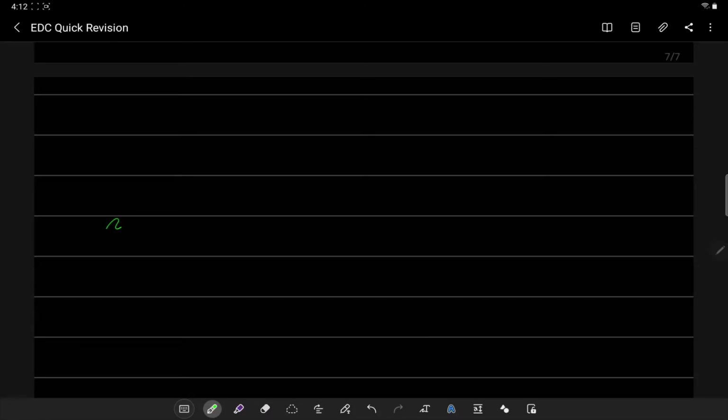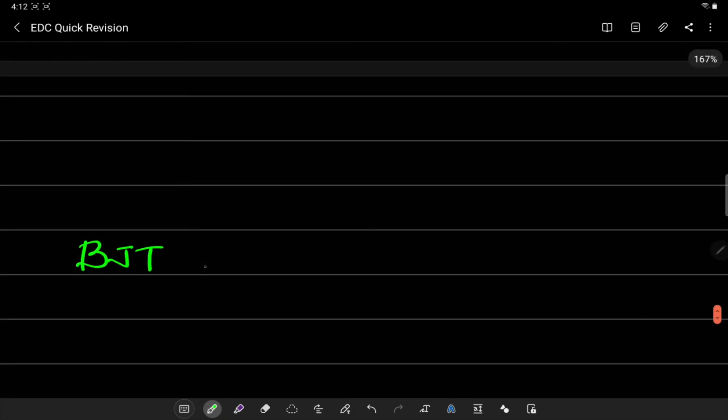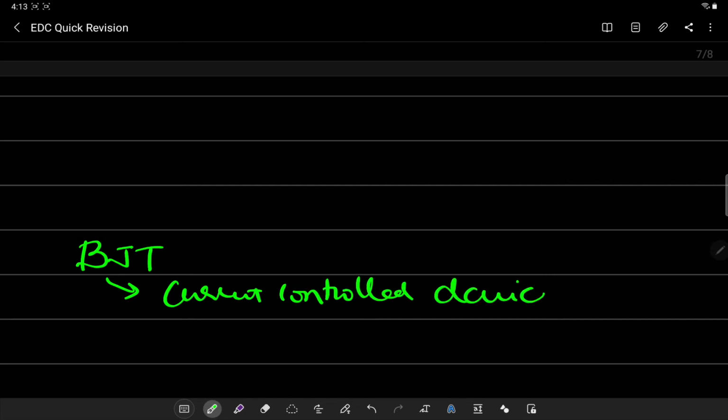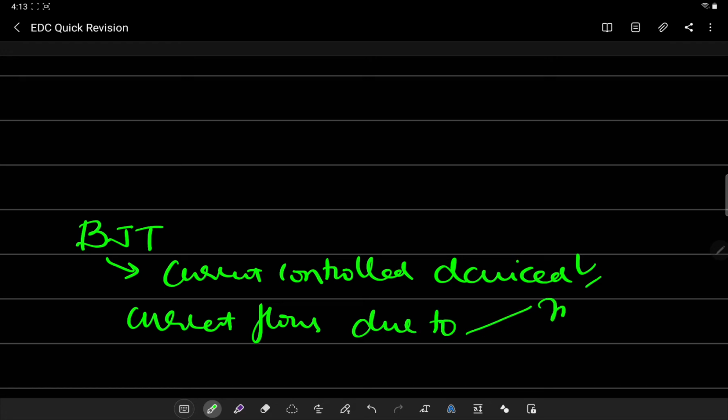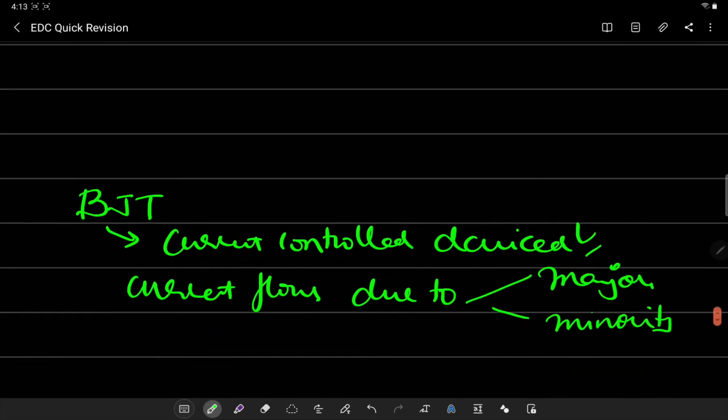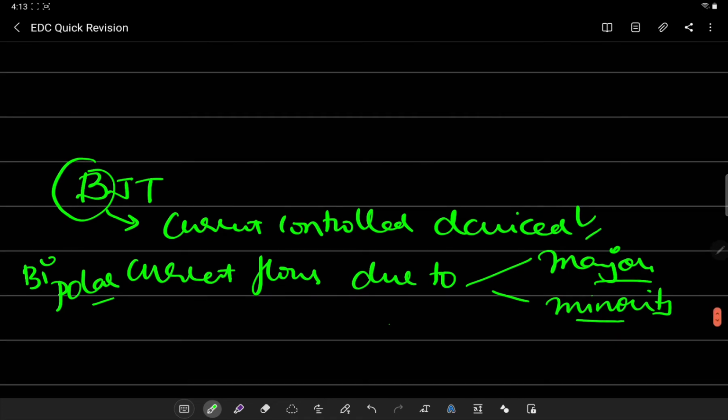So now let's discuss BJT, or bipolar junction transistor. So basically a BJT is a current controlled device. I'll tell you why I call it bipolar: because in it, current flows due to both majority charge carriers and minority charge carriers, having two different polarities.